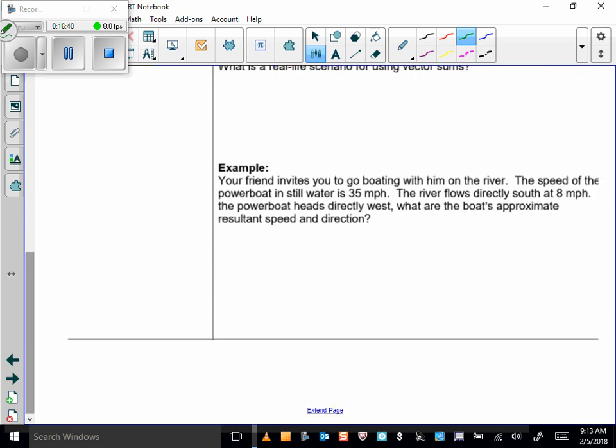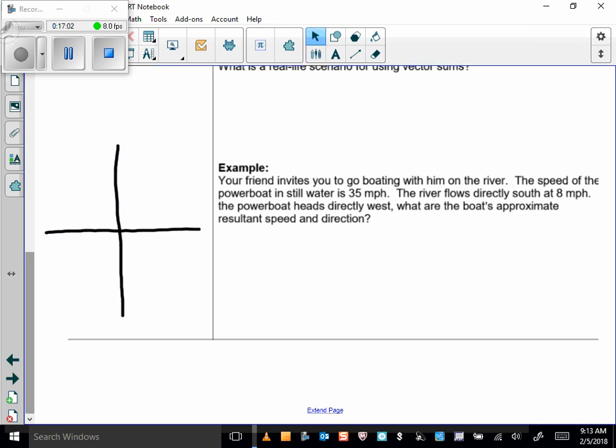All right, your friend advised you to go boating with him on the river. Excellent. The speed of the powerboat in still water is 35 miles per hour. So, of course, we need a sketch. And it says the river flows directly south at 8 miles per hour. The powerboat heads directly west.